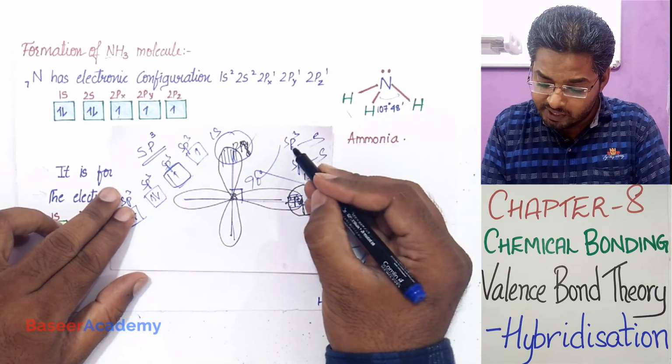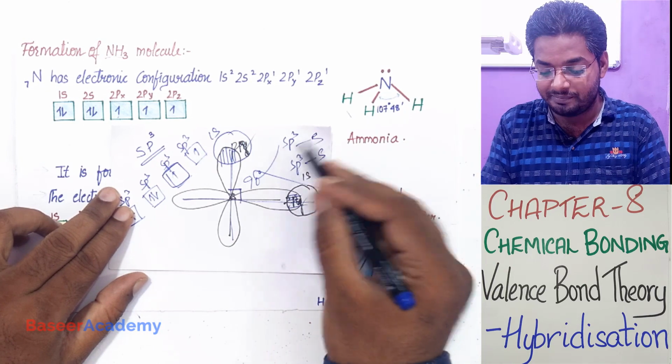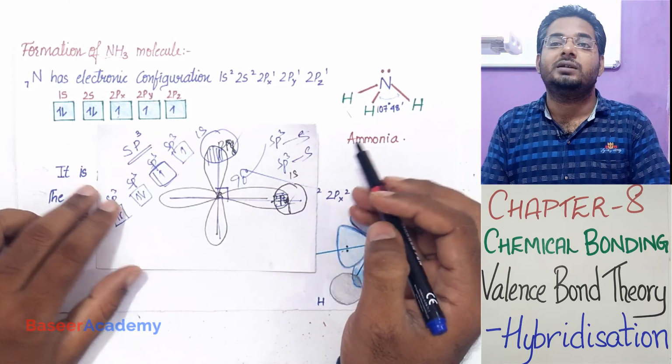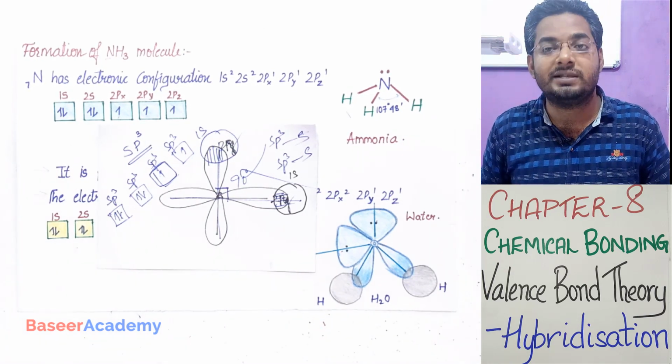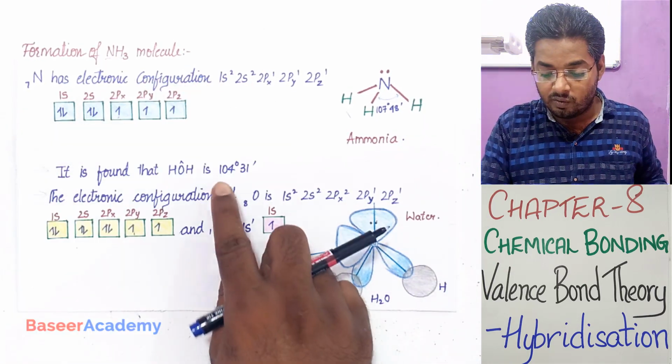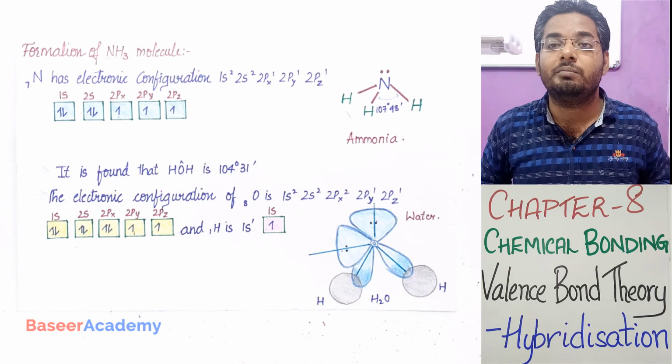Now you get to see that the overlapping orbitals are the same. Since overlapping orbitals are the same, the bond length and the bond energy of the 2 covalent bonds will be the same, and the bond angle will be 104 degrees 31 minutes.